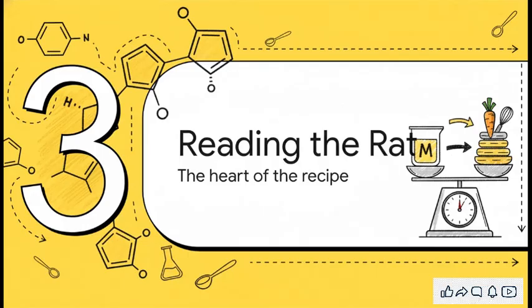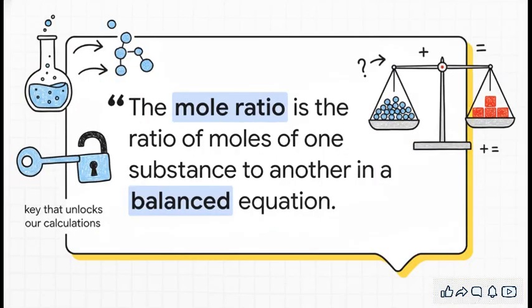All right, we've got our unit of measurement down, the mole. Now it's time to learn how to read the most important part of our chemical recipe. I'm talking about the ratios. So, what is the mole ratio? Well, it's just the ratio of moles of one thing to the moles of another thing in a balanced equation. That's it. Think of it as the bridge that lets you go from one ingredient to another, or from an ingredient to the final product. It's the key that unlocks pretty much all these calculations.